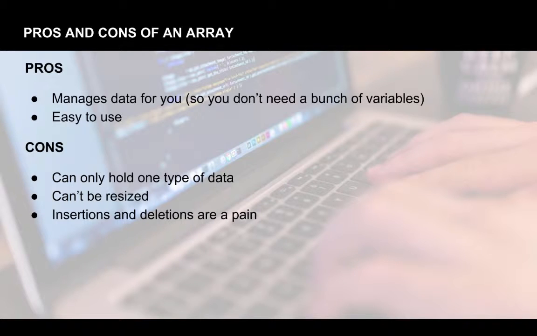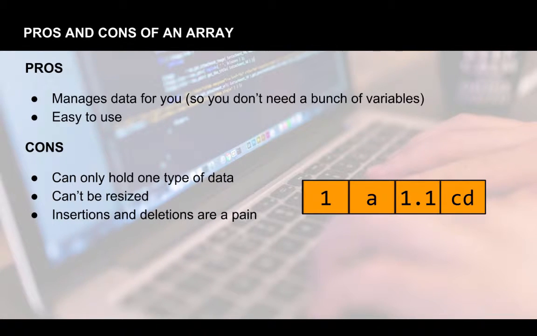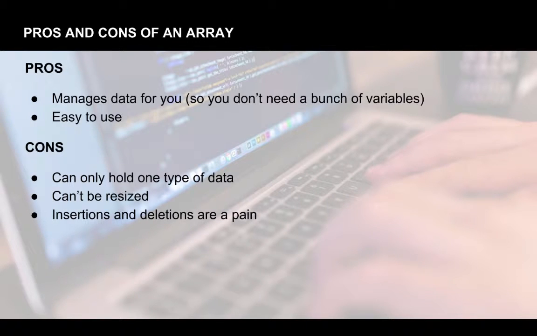But there are pros and cons. It can only hold one type of data, so it's not okay to have an array that looks like this, where it has an integer, then a character, then a double, and then a string. You can't have that. An array can only hold one particular type of item. It can't be resized.